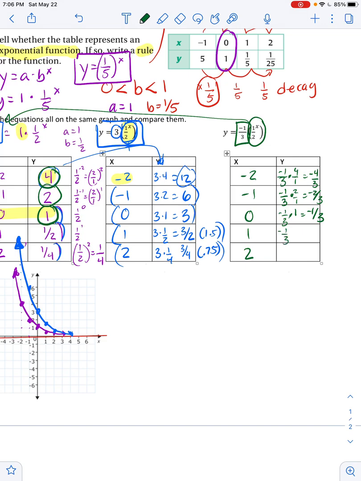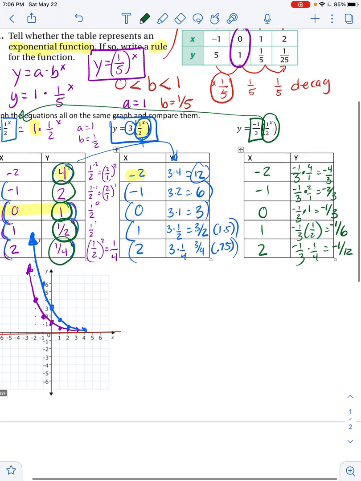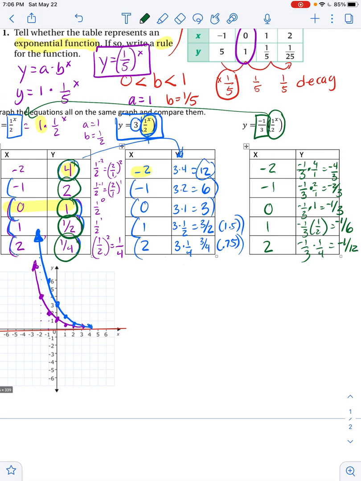Again, my -1/3 times the answer that I got before. So -1/6. When I take my -1/3 times this last answer that I got before, I end up with -1/12. So a couple of things are going on here with this one. First of all, it has a number up front that's a very small fraction, and it's negative. So that actually is going to create a little different picture.